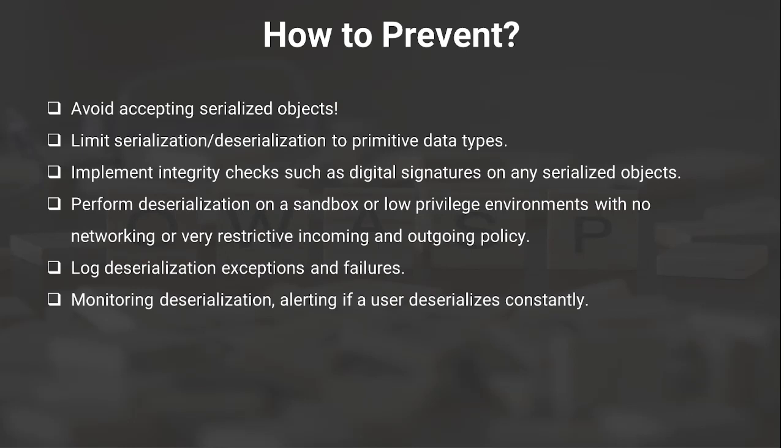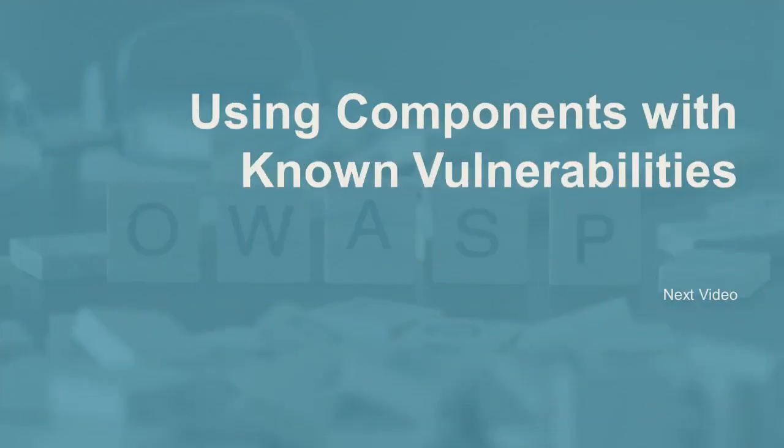Log deserialization exceptions and failures, especially those related to unexpected data types. Monitor deserialization, alerting whenever suspicious activity is detected, such as when a user deserializes frequently. In our next session, we will discuss using components with known vulnerabilities. Until then, take your time to carefully read the insecure deserialization section of the OWASP Top 10.